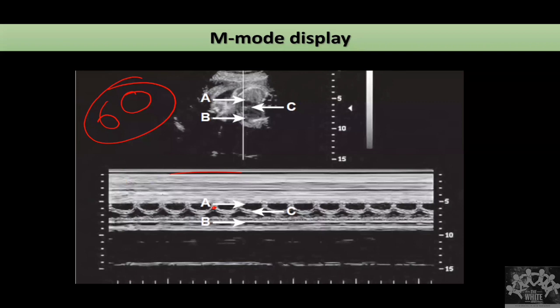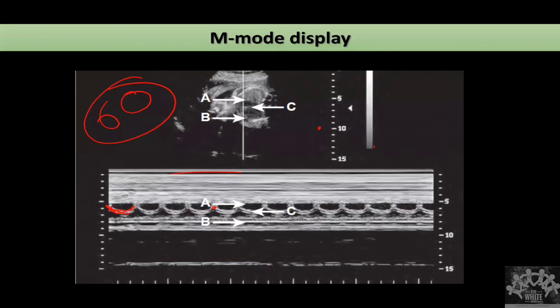Each heartbeat is about 0.8 second. In between that, I have imaged it 60 times. That's how fast I can image. That's why we are not seeing it as a point. We are seeing it as a continuous line, because continuously we are imaging at every point of the mitral valve. That's how I'm getting this image.